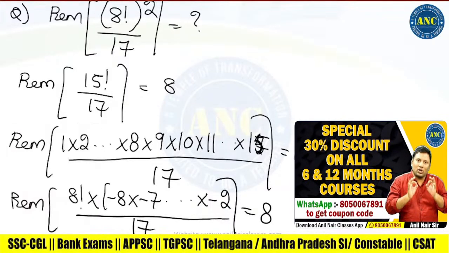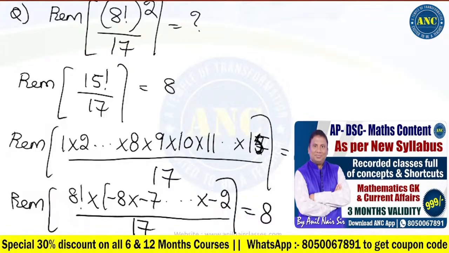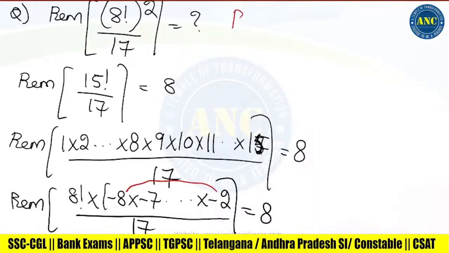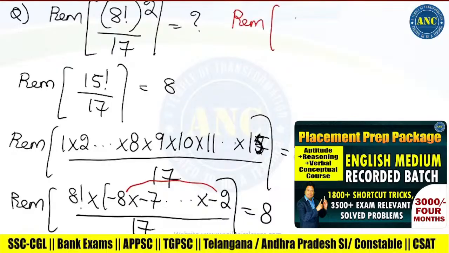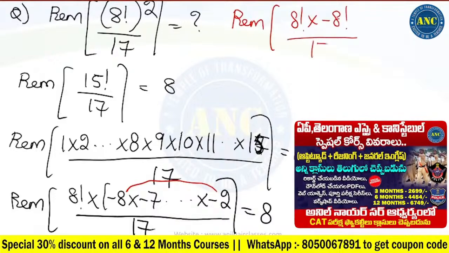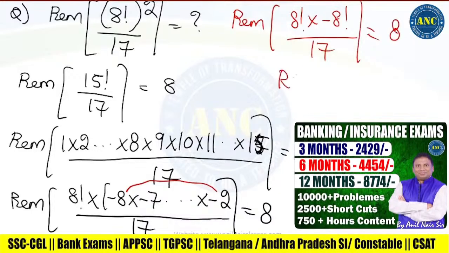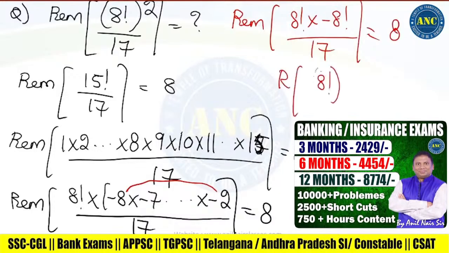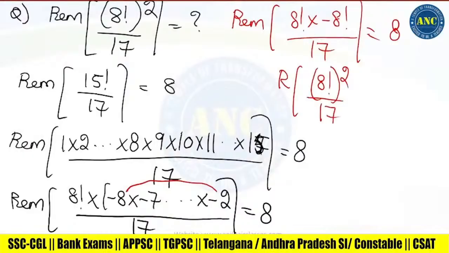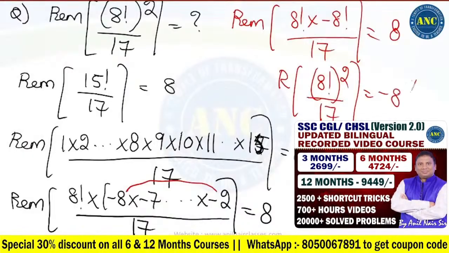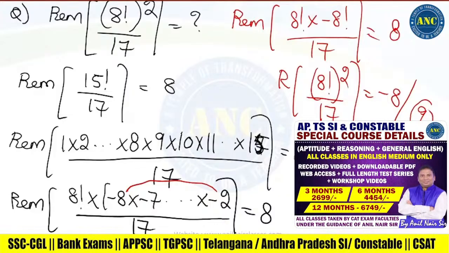Again I am repeating, 9 divided by 17. 17 ones are 17, minus 8, minus 7, minus 2. From 2 to 8, there are 7 negatives. 7 negatives, if I multiply, I will get a negative. So minus into 8 factorial divided by 17 is nothing but 8. 8 factorial whole square divided by 17 is minus 8. Negative remainder 8, positive remainder 17 minus 8, which is 9.